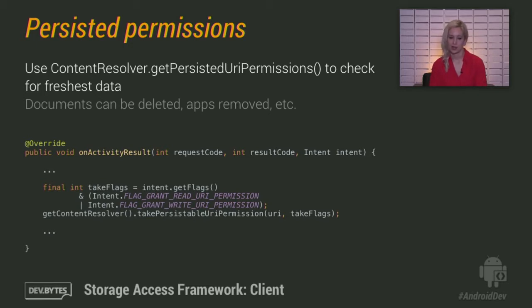The system won't do this automatically for you. Your app has to explicitly request that the permissions be persisted. This is a security measure, so it's a good thing. One last note, you may have saved the most recent URIs your app accessed, but you should still always use ContentResolver.getPersistedUriPermissions to check that you have the freshest data. Other applications could delete documents, apps could be removed, so make this check to make sure your data is right.